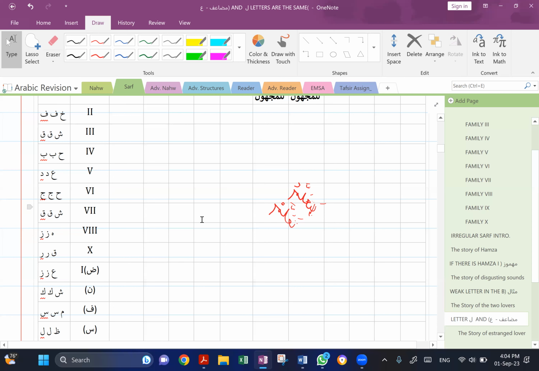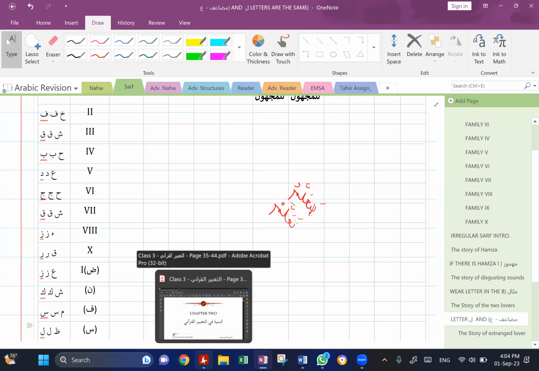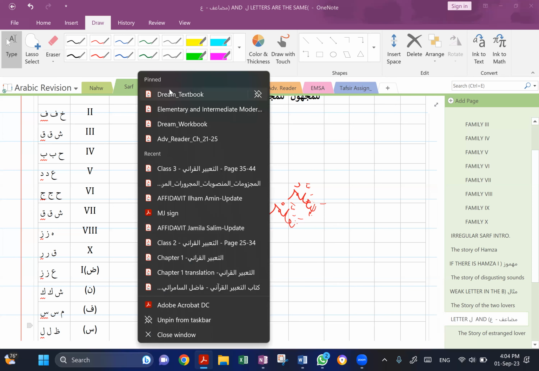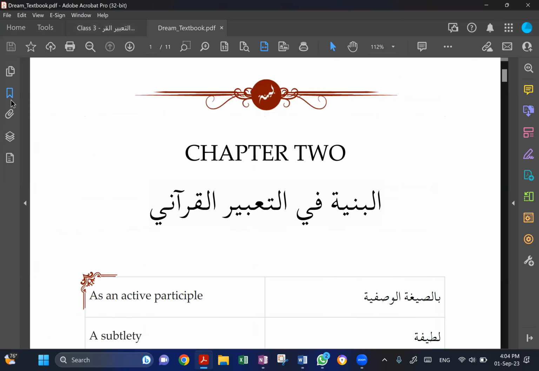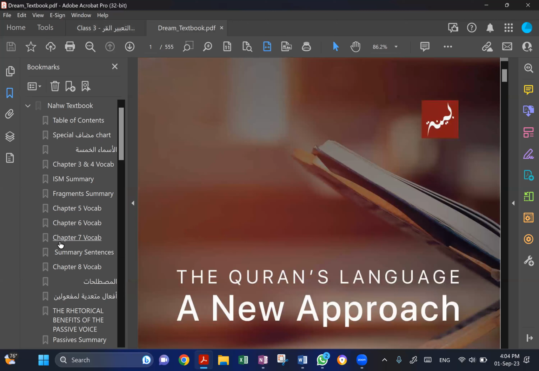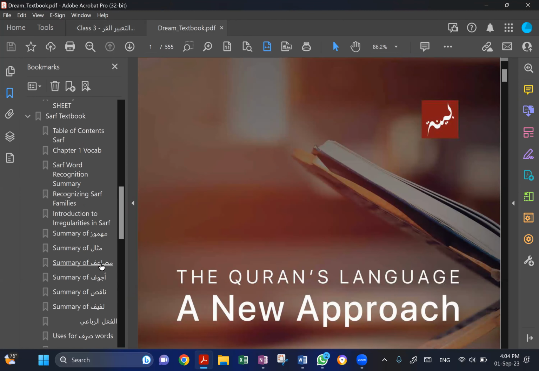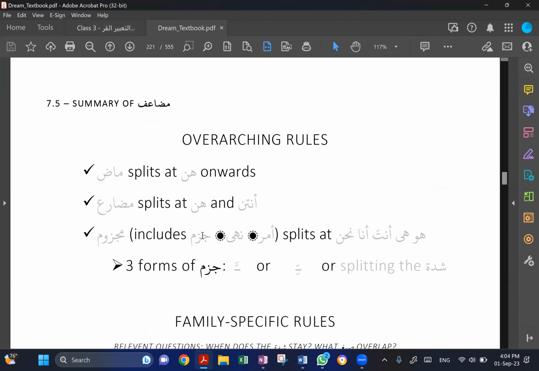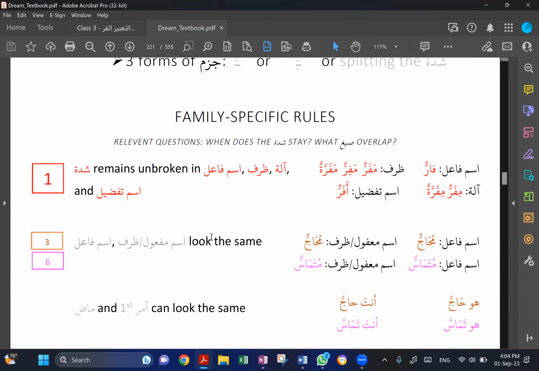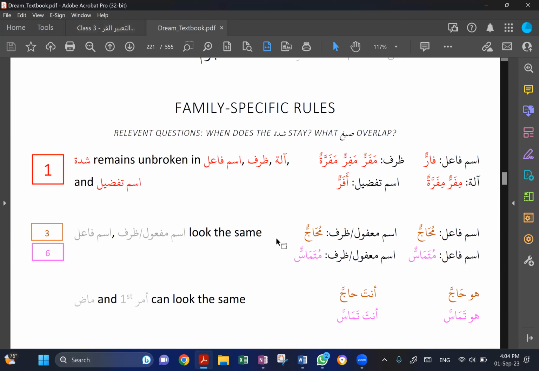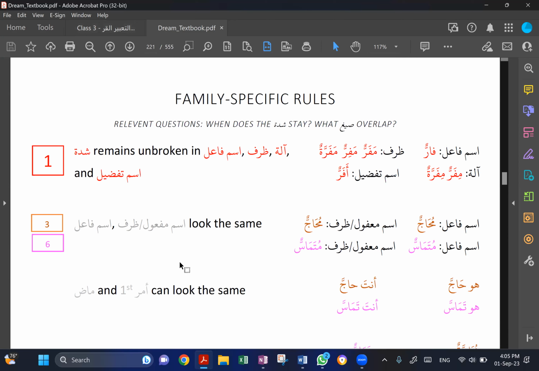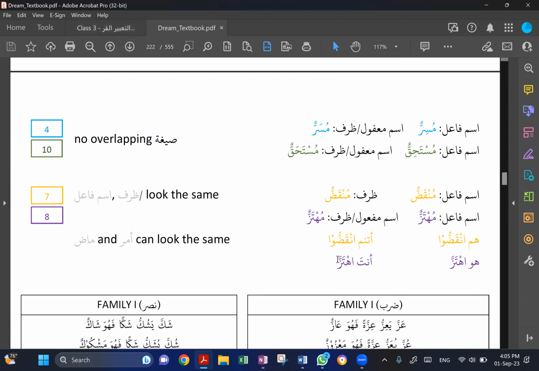So it is hajjun. Yes. Sorry, hajjan. Let me just confirm again from the book, because I don't want to say something and maybe I'm wrong. We're doing مضاعف, sorry. So مضاعف family 3: اسم مفعول and ظرف and اسم فاعل. This one we said basically family 3 and 6. So let's see.